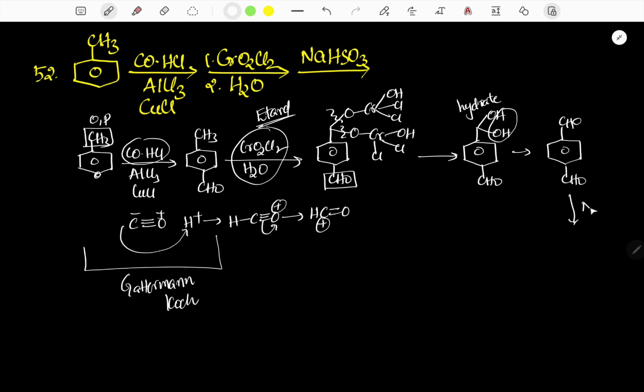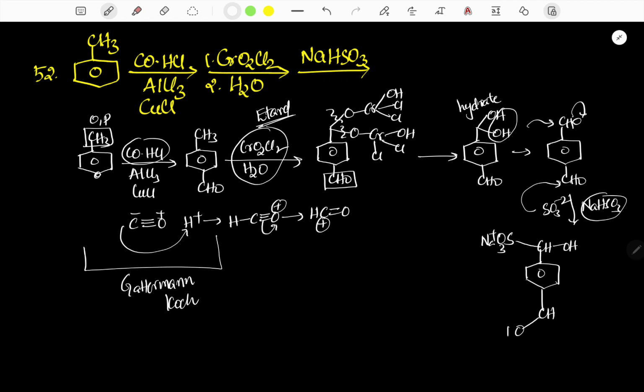Now it is treated with sodium bisulfite. So here the nucleophile is SO3 minus 2. It reacts with the aldehydes and forms the corresponding adduct. Adduct means addition product. SO3Na and SO3Na. It is a water soluble compound.